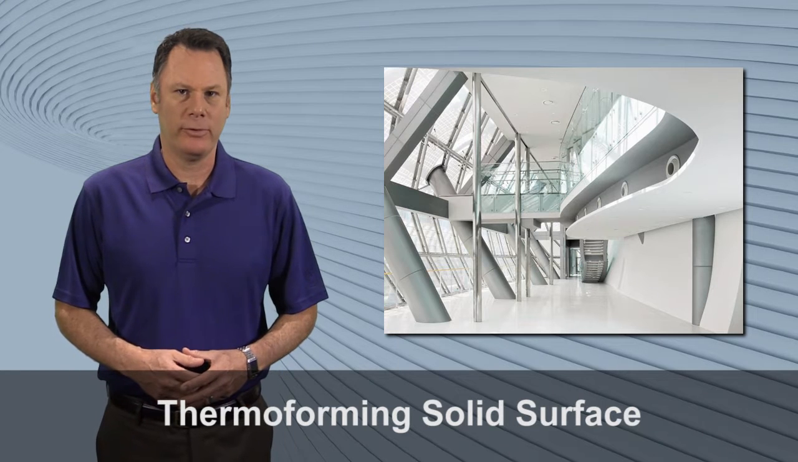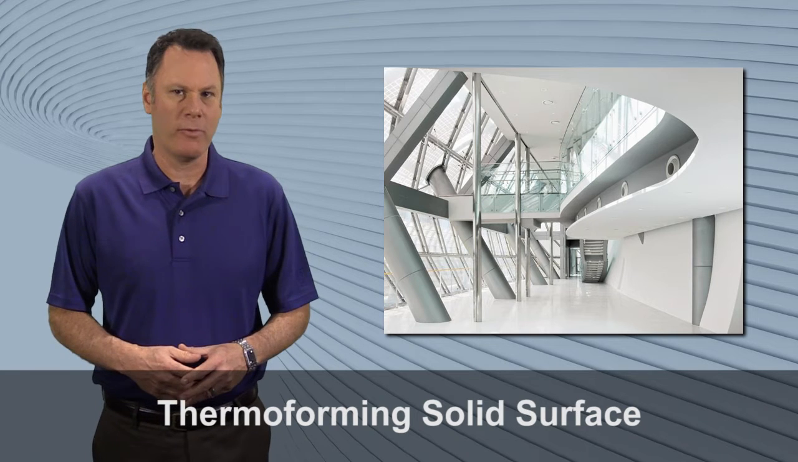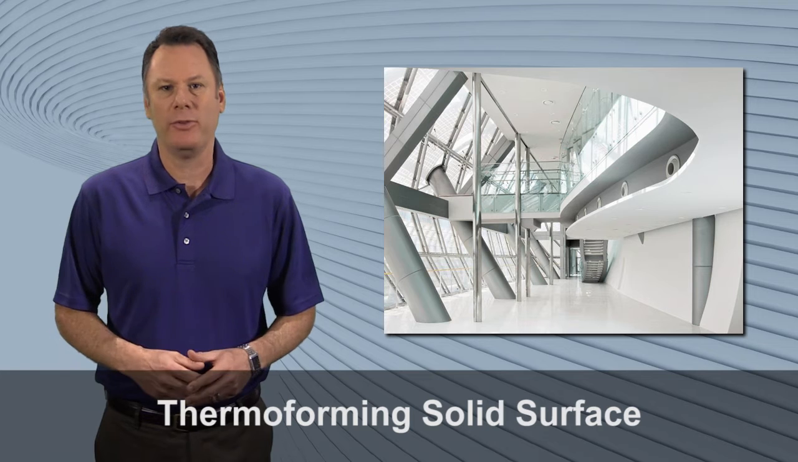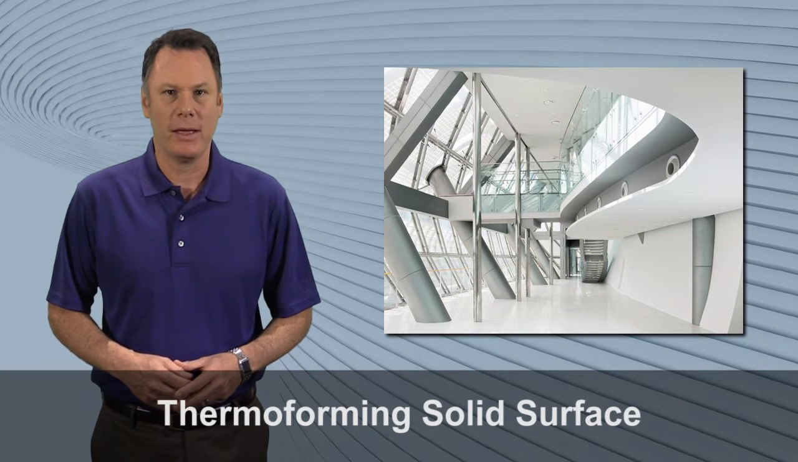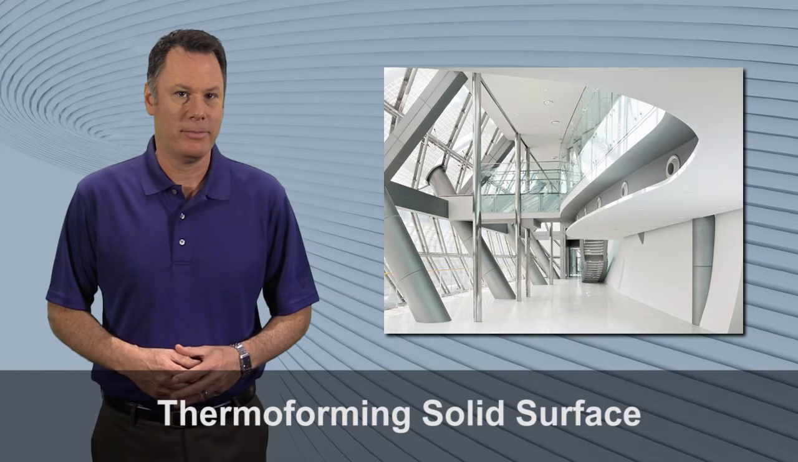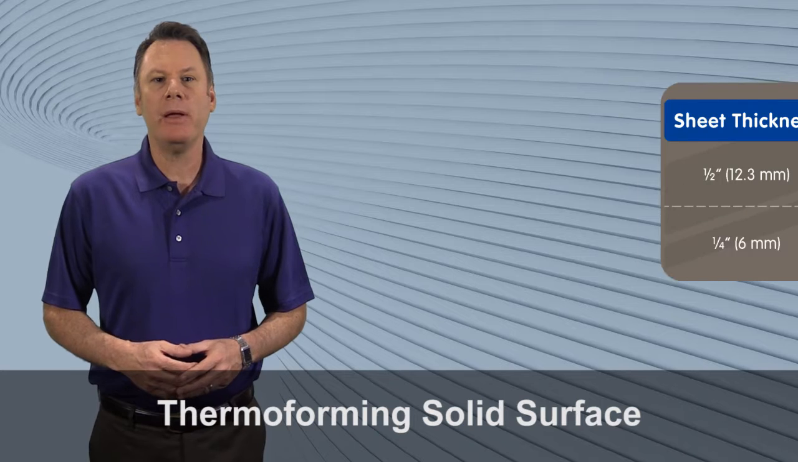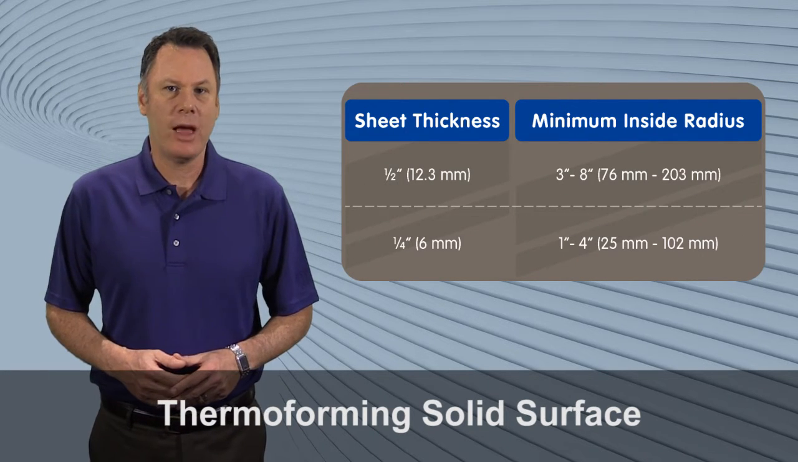Thermoforming of solid surface. Material preparation is very important for successful thermoforming of solid surface. All pieces are cut to their required dimensions, allowing for material shrinkage and expansion during thermoforming, then sanded to a matte finish. When designing, depending on the solid surface product, the minimum inside radius thermoformed as per solid surface thickness can range as shown on this chart.